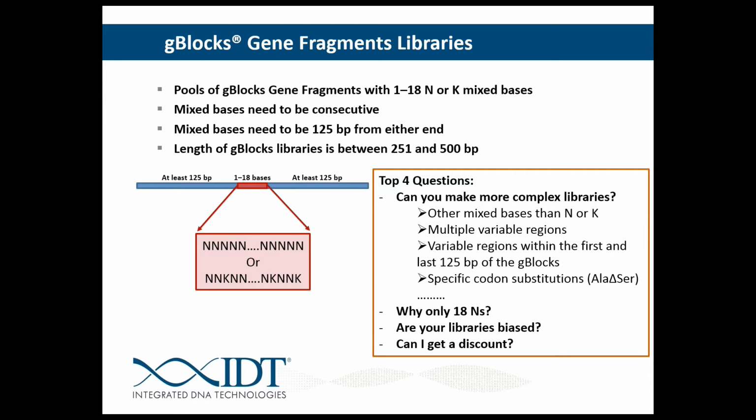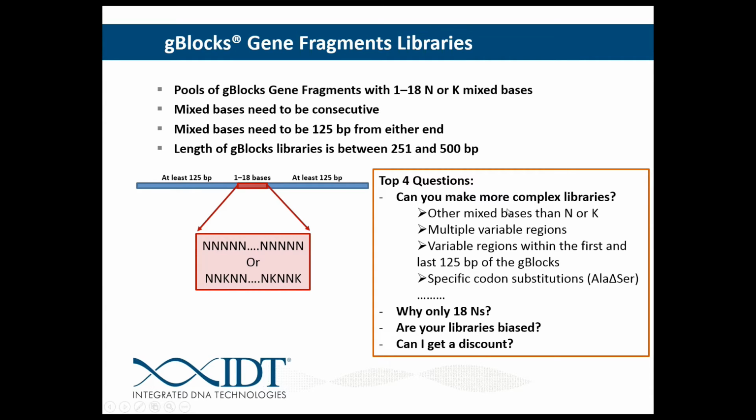An example of that may be a customer that would want a mixed base site that would only code for a couple of codons, let's say maybe methionine, alanine, and threonine. So to answer these questions in order, can we use mixed bases other than N or K? Currently the answer to that is no. We've worked very hard to get the ratios of mixtures right with N and K, and we're not confident that we've been able to do that with other mixtures yet.